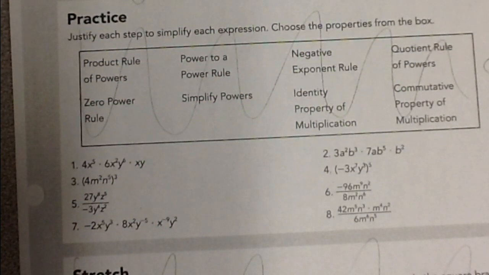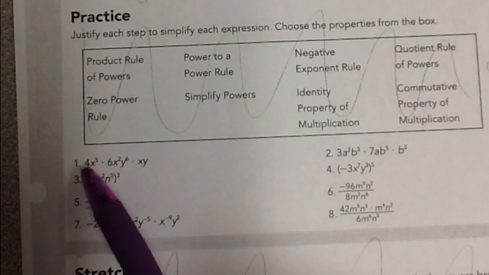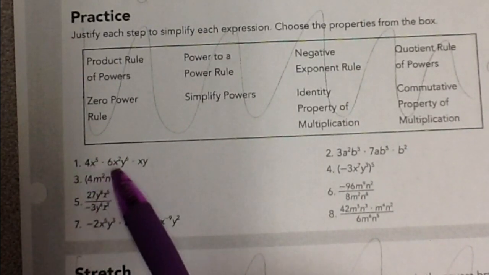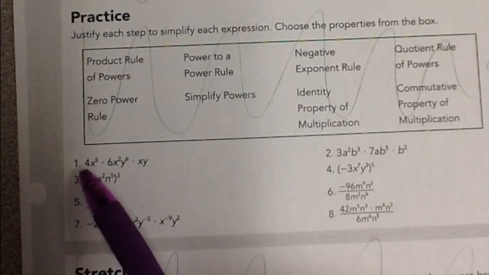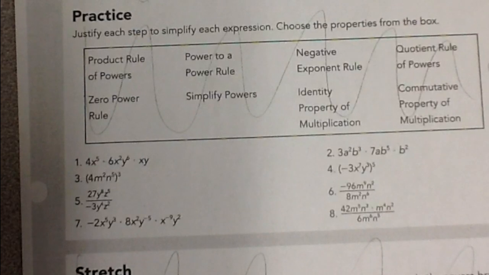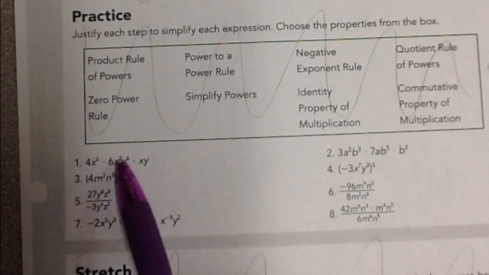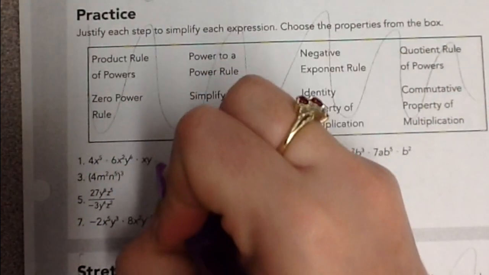So looking at number 1, I'm seeing that I have a lot of things that I can combine. So I have a 4 and a 6. We can combine those. I may leave them separate if they had exponents on them. Because they don't have exponents on them, I think I'll just combine them. So what I can do is just do 4 times 6. So we'll turn those into 24.